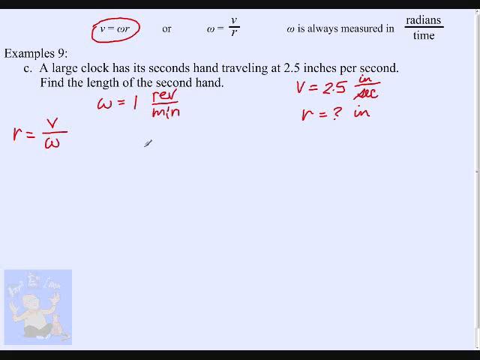And we want to make sure that our units are good. We are not, in our formula, going to be able to use 1 revolution per minute. We have to use radians. So what would this be? It wouldn't be 1 revolution, it would be 2 pi radians per minute. That's what we want to use in this formula. So let's try it. My velocity is in inches per second, 2.5. That sounds okay, doesn't it?